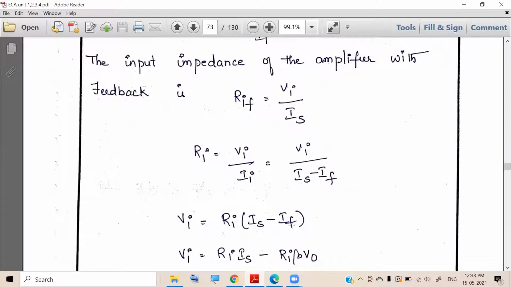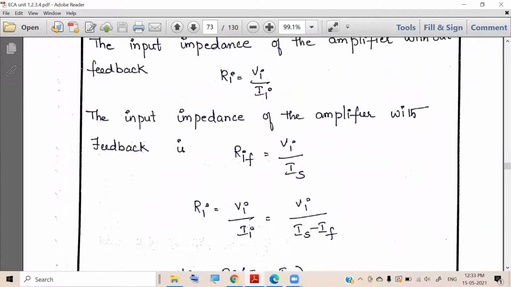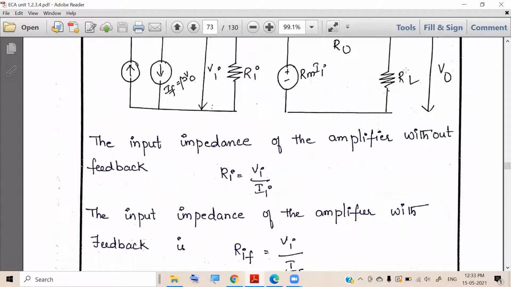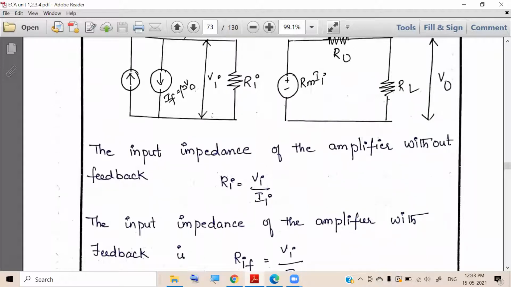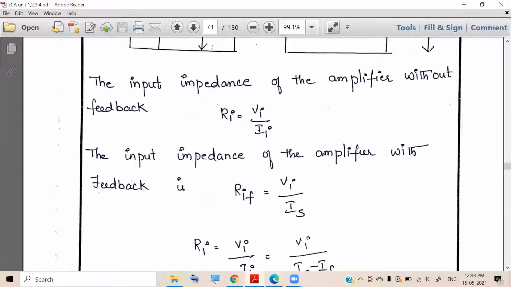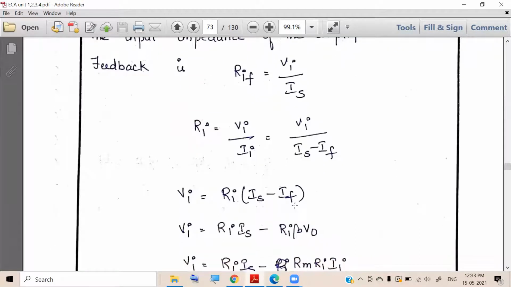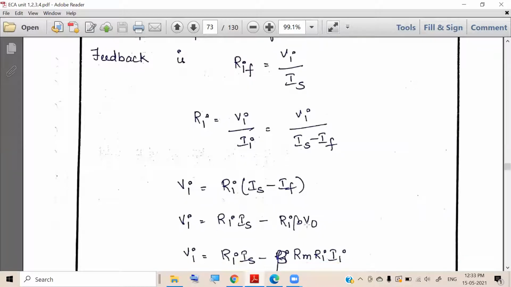Let us see what the If is here. Here, If is beta V naught, because the output was voltage and the feedback signal is current. Hence, we are taking If as beta V naught. So next, we are replacing If with beta V naught: Ri into Is minus Ri into beta V naught.